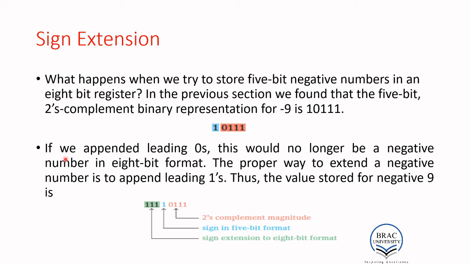It says here, if we appended leading zeros, this would no longer be a negative number in 8-bit format. The proper way to extend a negative number is to append leading ones. Thus the value stored for negative 9: 10111, right? So the other 3 bits to make it 8 bits will be 1. This is called sign extension to 8-bit format. This one is the sign bit and this is the 2's complement magnitude.